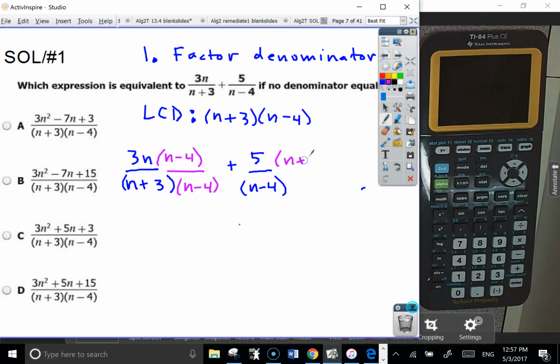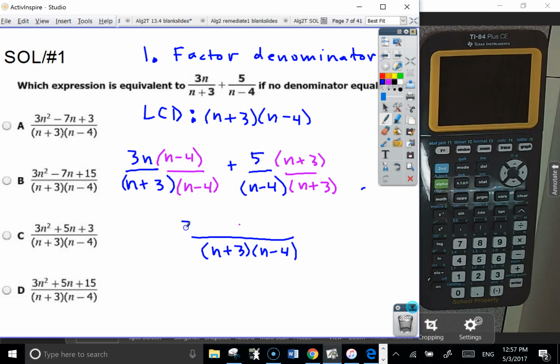N plus 3 over n plus 3. Okay, now when fractions have the same denominator, how do you add them? You add the numerators, right? So we know that our answer is going to have a denominator of n plus 3 times n minus 4. Okay, now we need to simplify and add the numerators.